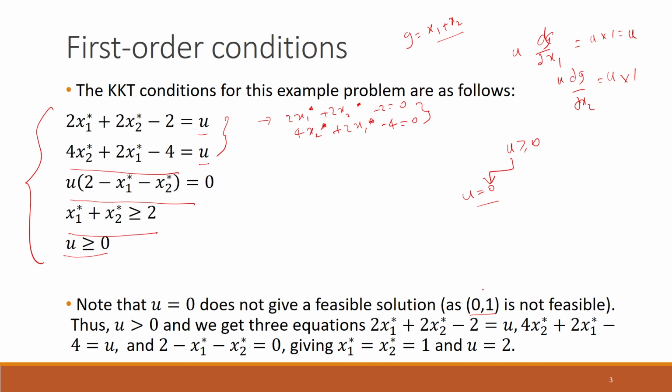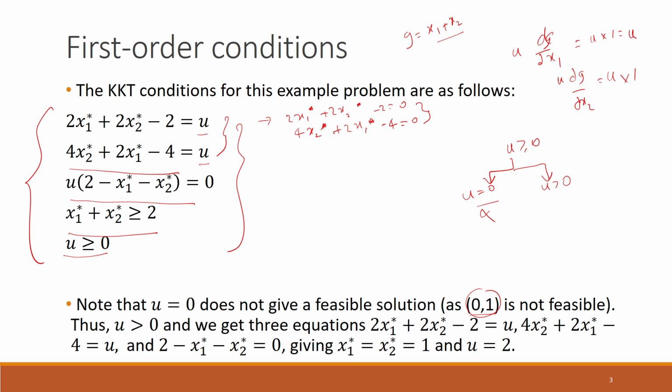Now, as we know already, this solution (0, 1) is not a feasible solution. So, our assumption that u is equal to 0 satisfies the set of conditions is wrong. Okay. So, this is wrong. So, let us then consider the remaining case that u is greater than 0.